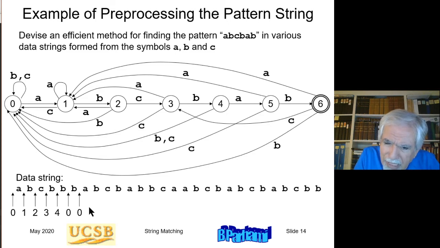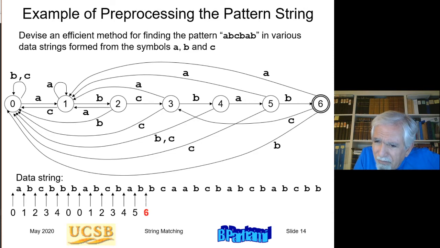Then I see A, go to state 1. I see B, go to state 2, state 3, state 4, state 5, state 6. So I found the first occurrence of A, B, C, B, A, B. And then mark that by writing the number 6 in red.